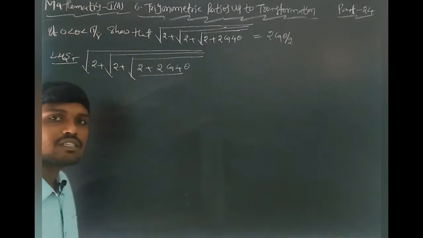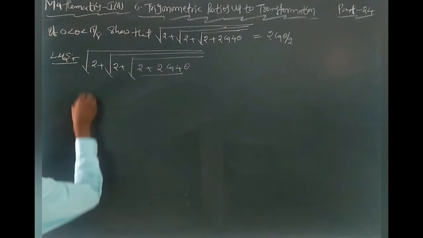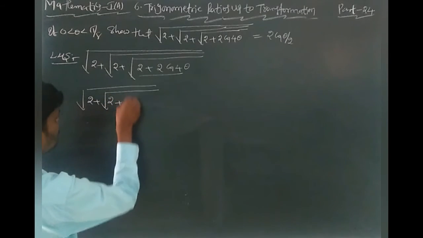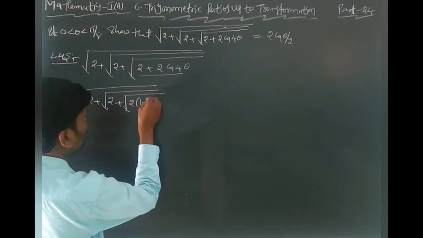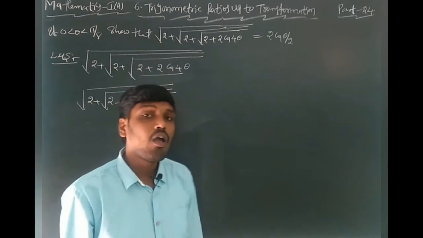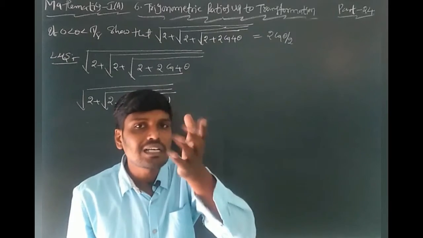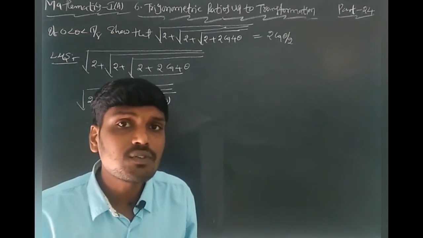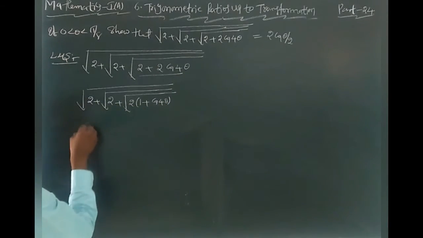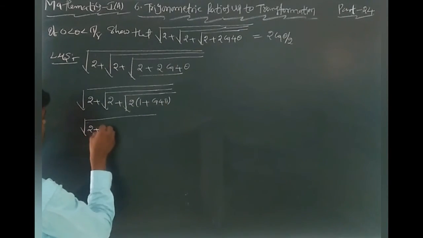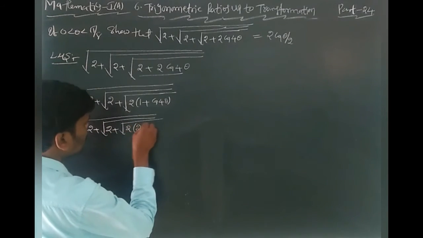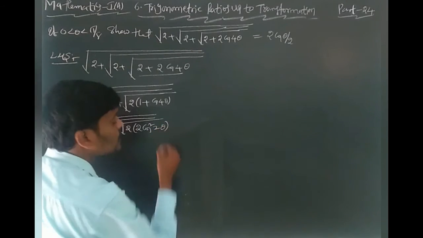In these two terms, which one is common? 2 is common. We can take 2 common here: 2 plus the square root of 2 plus the square root of 2 common, 1 plus cos 4 theta. You know that 1 plus cos 2 theta is equal to 2 cos square theta by 2. For 1 plus cos 4 theta, what is half of the angle 4 theta? 2 theta. That's why you can write the square root of 2 plus the square root of 2 plus the square root of 2 into 2 cos square 2 theta.